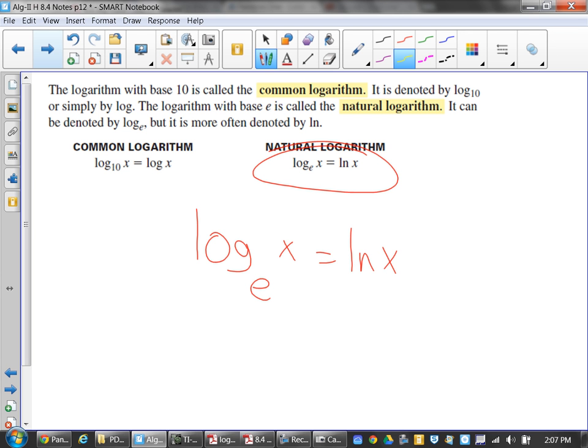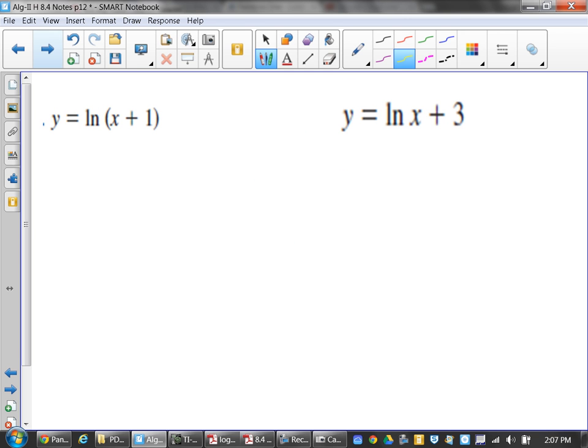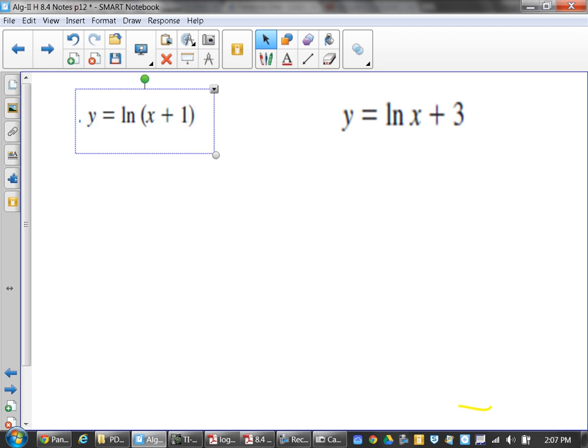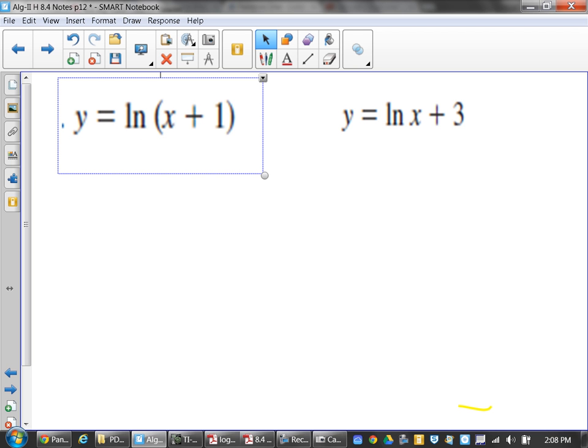So what I'm getting at here is, how would you undo natural log? You e it. How do you undo e? You natural log it. So if I want to do the inverse of y equals the natural log of parentheses x plus 1, the first thing I do is still switch my x and y.